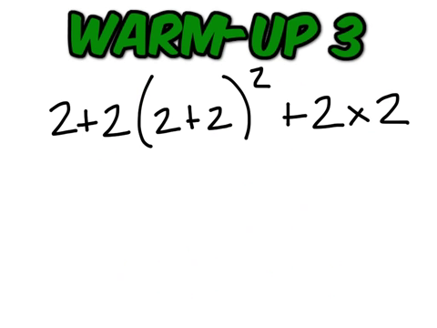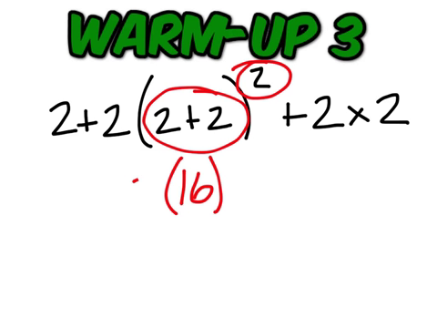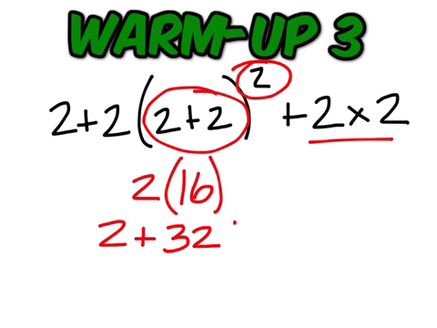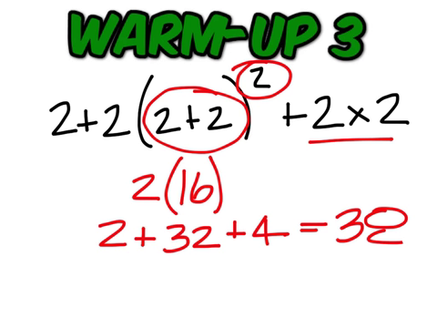Last one. On this problem, you have to start inside the parentheses to get 2 plus 2, which is 4. Square the 4 to get 16. Multiply it by 2 to get 32. And on the back side, you have a 4. Add those together and you get 38.